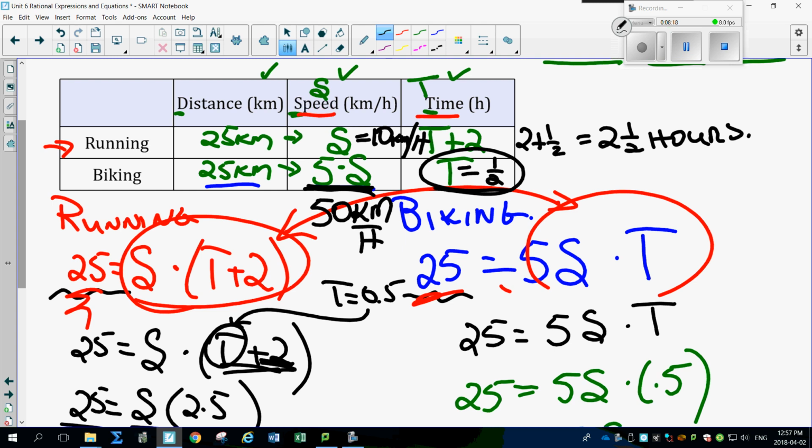That makes sense. So look how we got everything from finding out one letter, t, and substituting it back. We found our running and our biking, and it just works out so pretty.